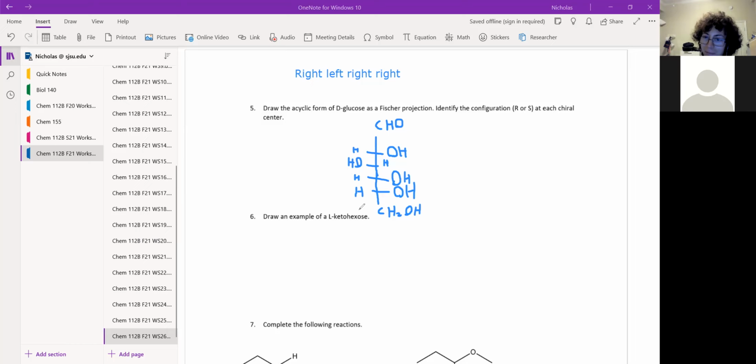So the D one is the one above the last one, yeah. It's always going to be the bottommost chiral center, which will be right above the very last alcohol. And then if it was L, then it would be on the left side for that last one.